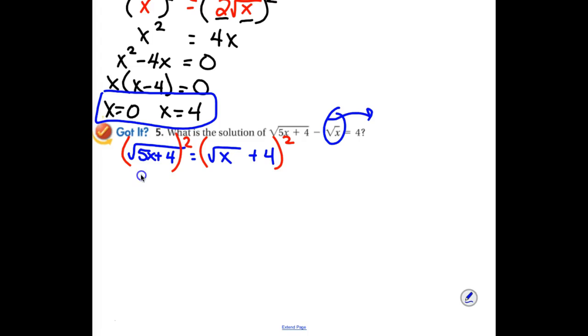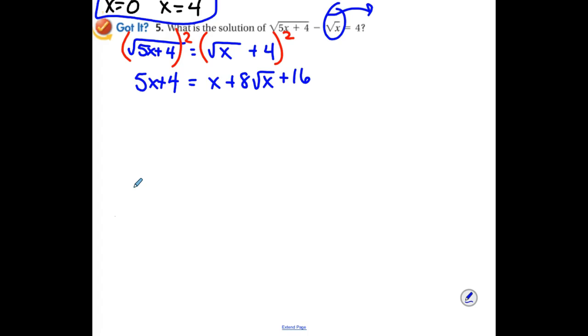All right, checking. You should have 5x plus 4 equals, on this side we square the square root of x and get x. We multiply them together and double it, so you should have an 8 root x, and we square the 4. Okay? Getting what we can to the other side. So we're trying to isolate that. I'm going to subtract an x over. I'm going to subtract the 16 over. We now have 4x minus 12 equaling 8 root x.